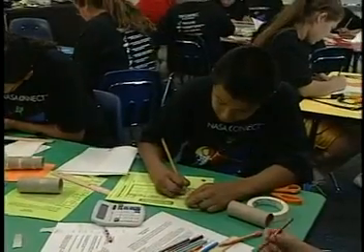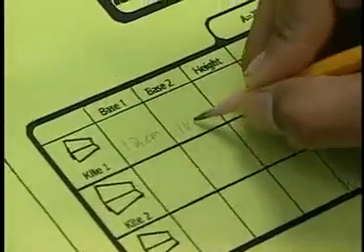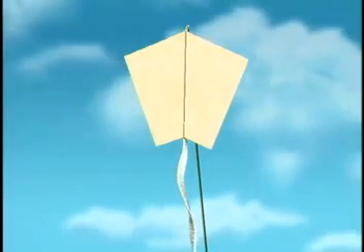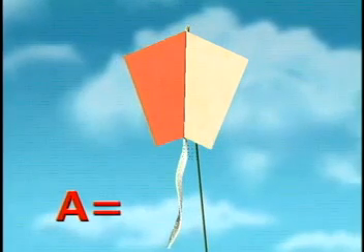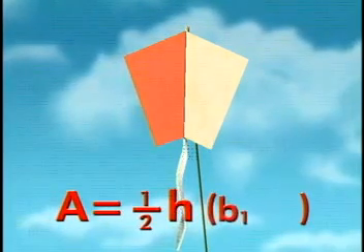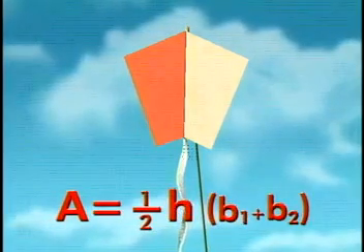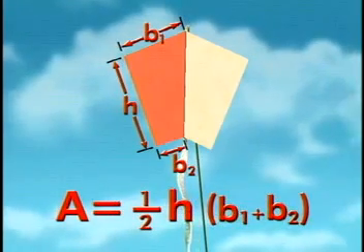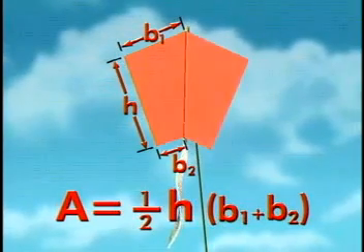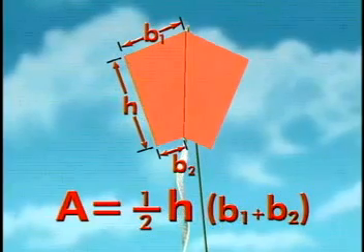All measurements will be recorded onto the worksheet. You will calculate and record the kite sail area using the given formula. Area equals 1/2 the height times the sum of B sub 1 and B sub 2, where H is the height and B sub 1 and B sub 2 are the bases. Remember to multiply the value by 2 to calculate the sail area.